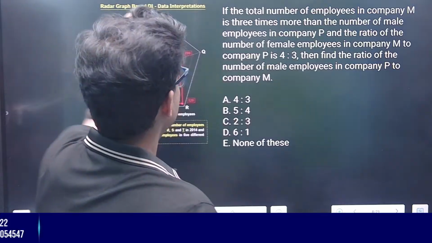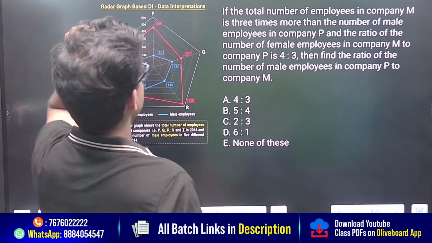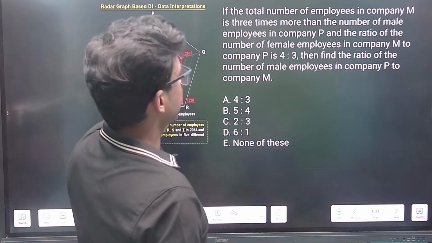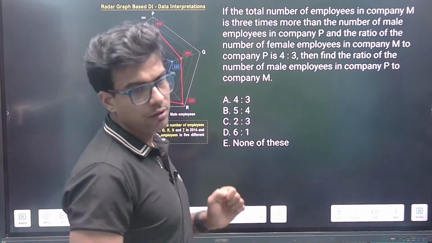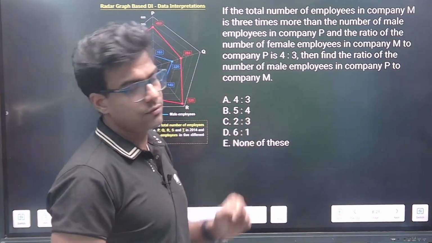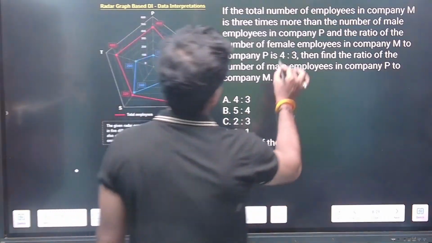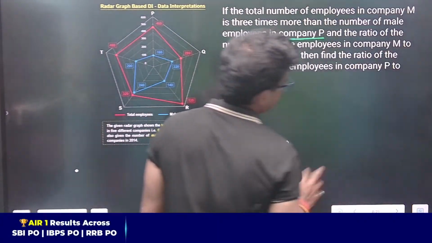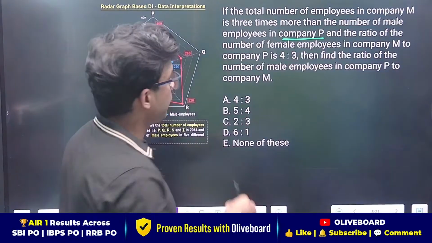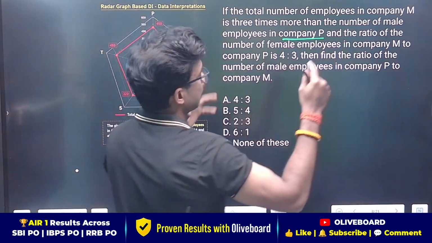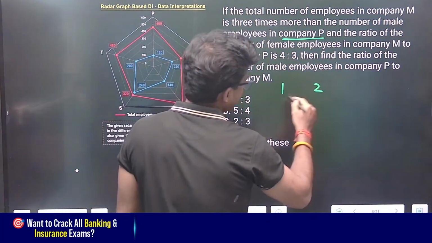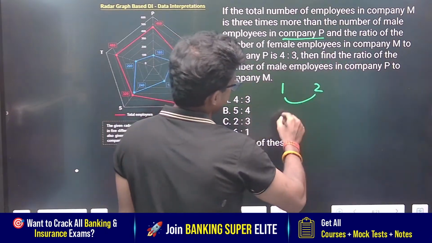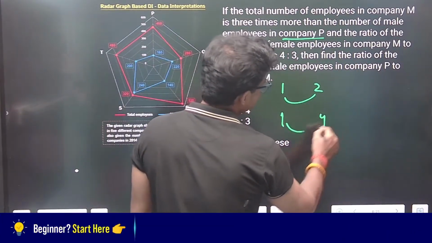Okay, let me try. If the total number of employees in company M is 3 times more than the number of male employees in company P. First of all, 3 times more means 4 times the number of male employees in company P. So the number of male employees in company P is basically how much? 160. Now if anything becomes 2 times, 1 will become 2, then it is 2 times. So anything becoming 3 times, then 1 will become how much? 4, then it is 3 times.